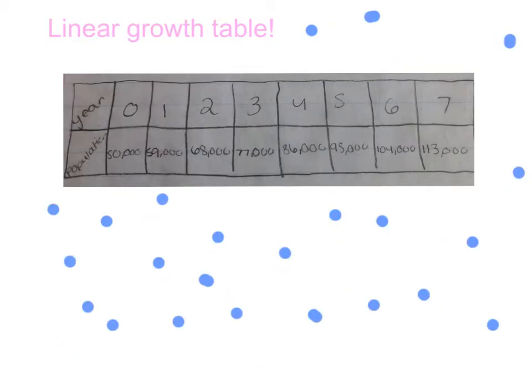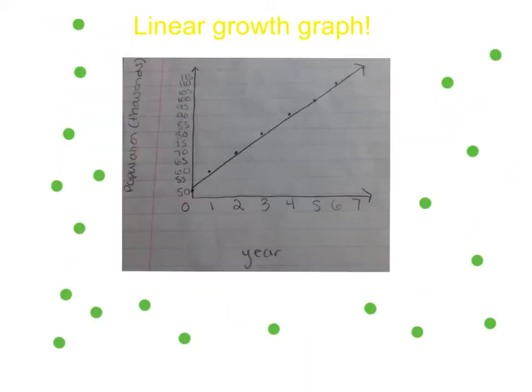This is the linear growth table. It grows by 9,000 each year, so 50,000 plus 9,000 is 59,000, and so on and so forth until you get to the end. This is the linear growth graph. It should be going up linearly, like a line. If it isn't, then you need to check your work. Make sure your numbers are evenly spaced.